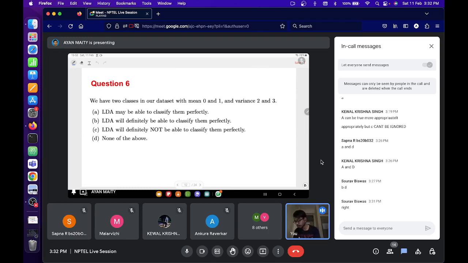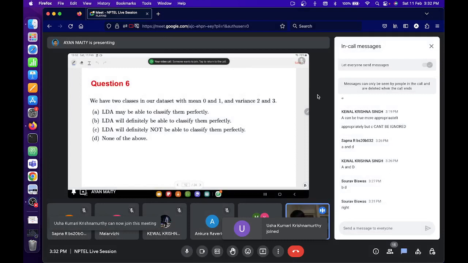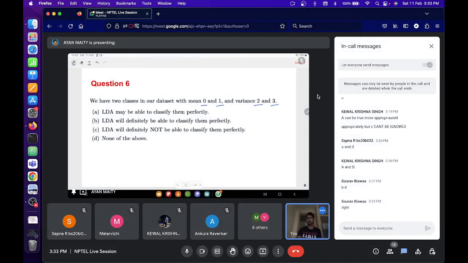So two classes are given. The mean for the first class is 0, the mean for the second class is 1, the variance for the first class is 2, and the variance for the second class is 3. Now if this is the dataset that I have for the two classes, which of these four are correct? Will LDA be able to classify them perfectly, or will it not be able to perfectly classify?